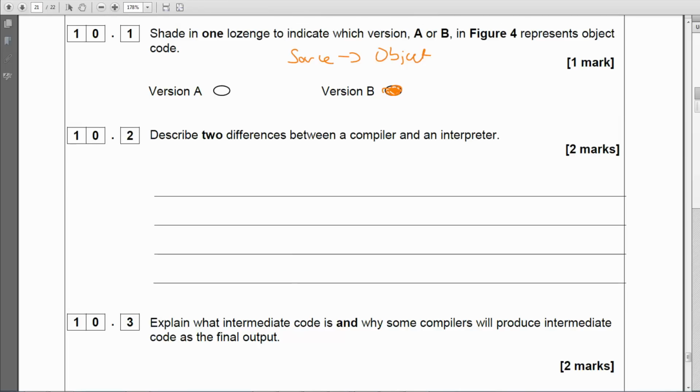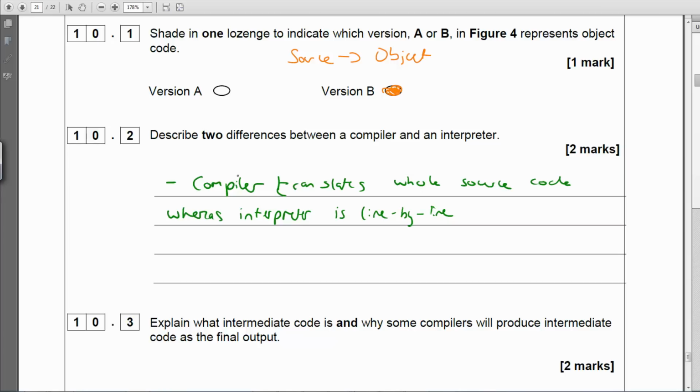The translator does this process, and what a compiler does is it translates the whole code, whereas an interpreter does it line by line. So that's our first point to make. I've just written that the compiler translates the whole source code, whereas the interpreter translates it line by line and then executes it.